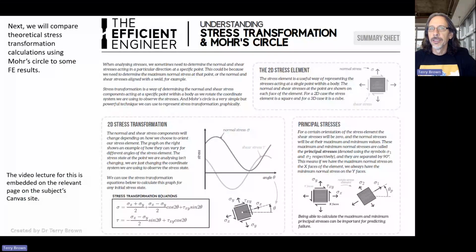Okay, so we left at this point here. So I'm not going to go through all of this. This was done in the Efficient Engineer video that's in the pre-tutorial material. And this PDF is available on that same page where the video was.